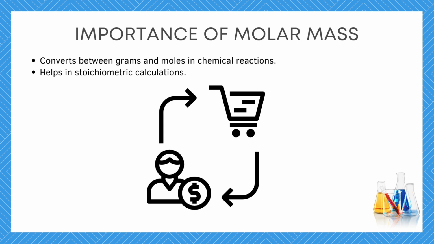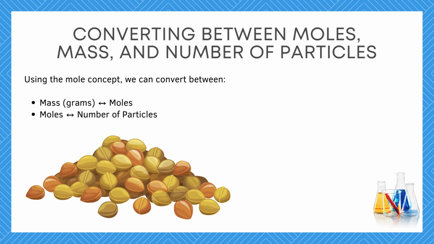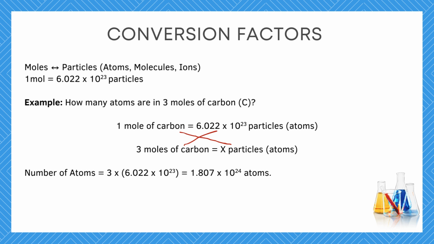All right, so let's proceed. Converting between moles, mass, and number of particles. Now, using the mole concept, we can convert between mass in grams and moles, and we can also convert between moles and number of particles. Now, look at this first question. When you want to convert from moles to number of particles, either number of atoms, molecules, or ions, always note that 1 mole contains 6.022 times 10 raised to power 23 particles. We've talked about that earlier on while talking about the Avogadro number.